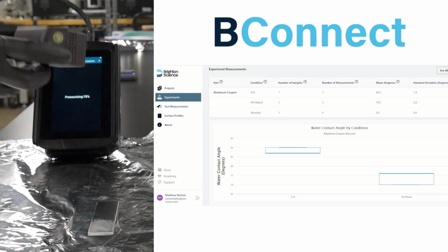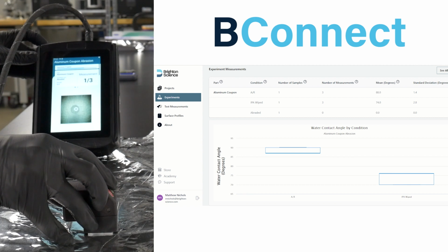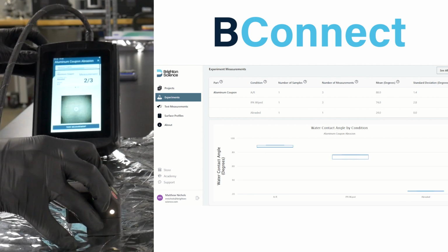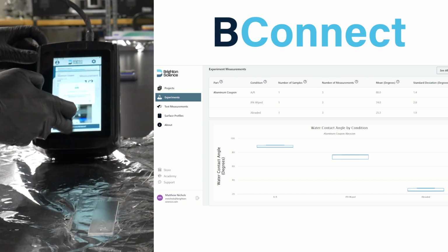Now that we've abraded our surface, let's take a look at the contact angle via BConnect to see how that surface has changed. 24, 28, 24. And just in the course of about 30 seconds, we've gone from a 76 to a 24-degree contact angle, reducing it by about 50 degrees. That is indicative of a significant change in the surface energy and the bondability of that aluminum surface.